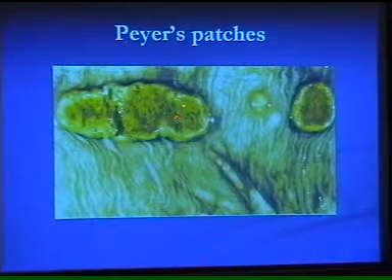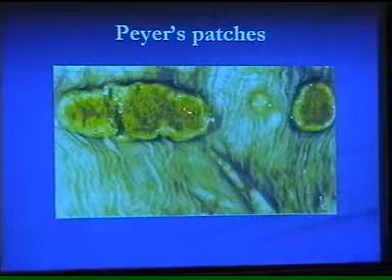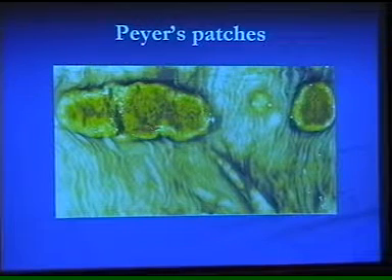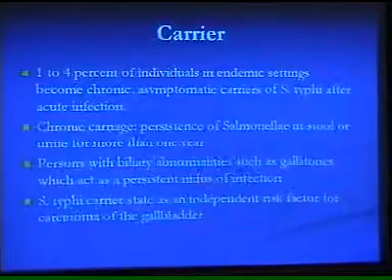And this is a close picture of a Peyer patch, the lymphoid tissue in the terminal ileum, and you can see that like a fungoid mass, they have hypertrophied and with some necrotic material in it.